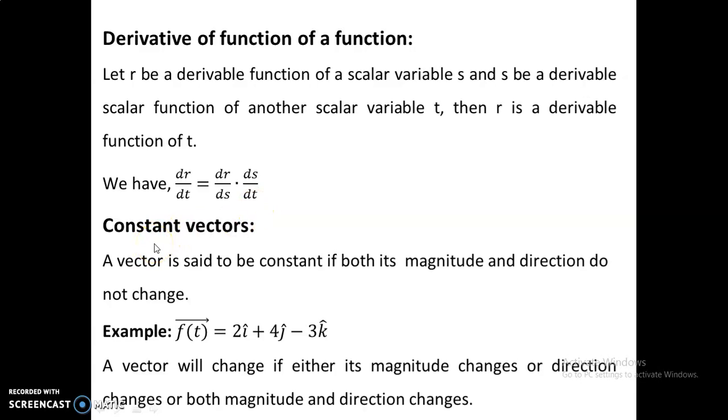Constant vectors: a vector function is said to be constant if both its magnitude as well as direction do not change. A vector will change if either its magnitude or its direction changes, or both.